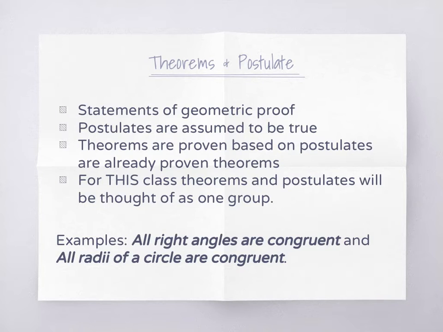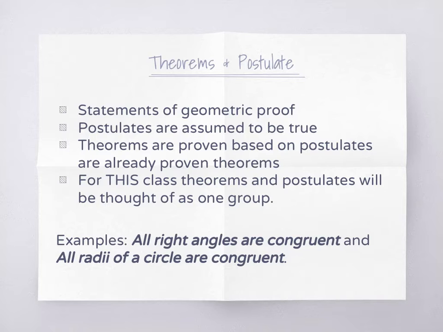Okay, so theorems and postulates. Theorems and postulates are statements of geometric proof. Postulates are assumed to be true. Theorems are really proven based on postulates or already proven theorems. Take, for instance, the Pythagorean theorem. The Pythagorean theorem came about because people used known postulates and known geometric facts to prove it. We don't have to keep proving the Pythagorean theorem. We can just state we know the Pythagorean theorem is true.